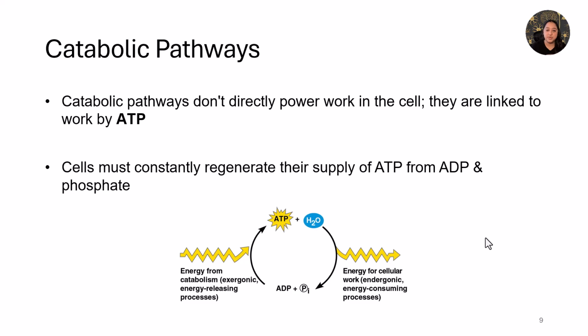So we talked about that in the previous lecture. So this is like the portable power bank. So ADP is uncharged. When you take the energy from a catabolic reaction, like cellular respiration, you can hold that energy in ATP. And then that's your power bank that you can use for something else. So yeah, catabolic pathways don't directly power work in the cell. They're linked and coupled to other reactions by ATP. And so cells must constantly regenerate their supply of ATP from ADP and phosphate.